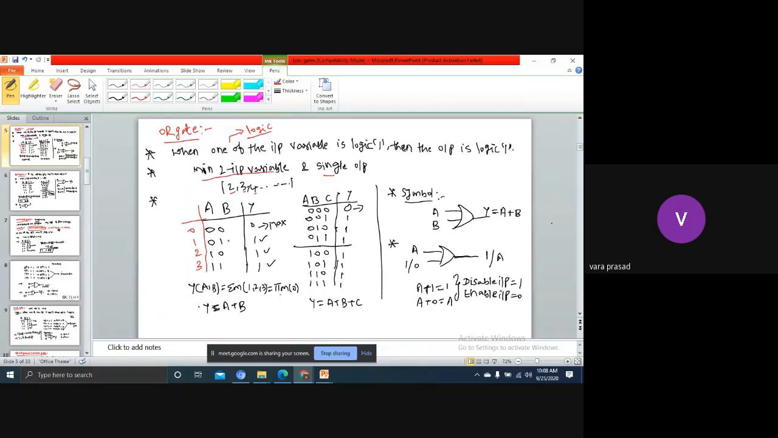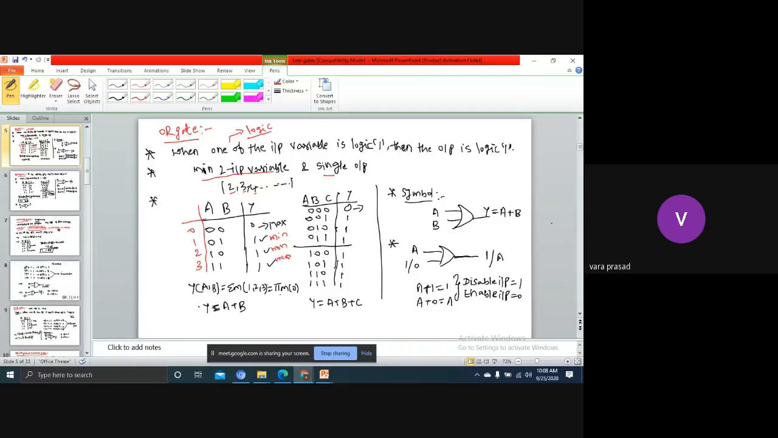First combination, 0 0. Both inputs are 0, but I said any one of the input variables must be 1. Here A is not 1, B is not 1, that's why output is 0. Please keep in mind, here the minterms. What are the minterms? The ones which can generate 1, those are minterms.